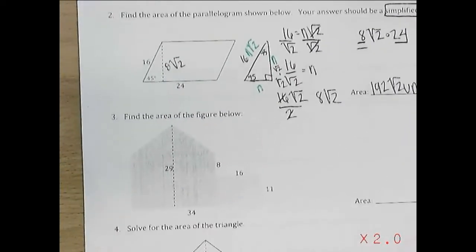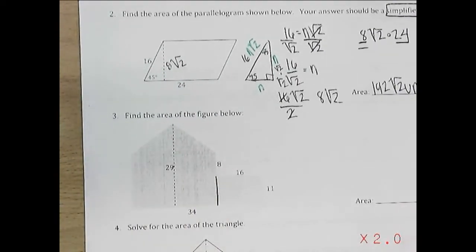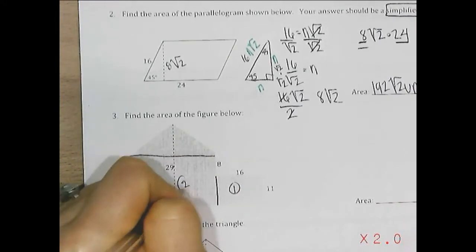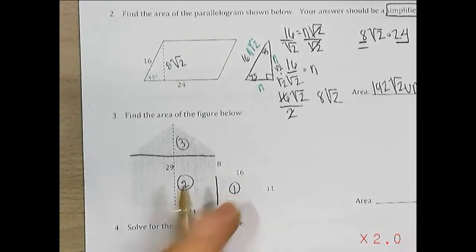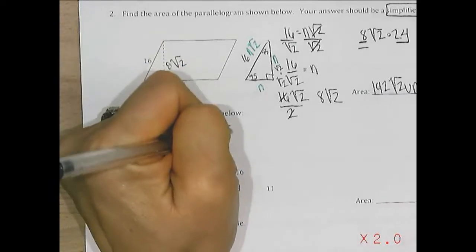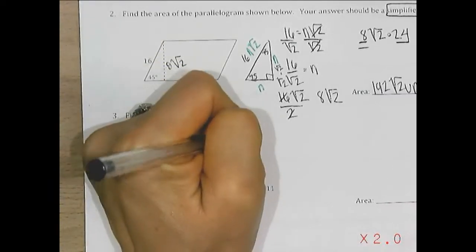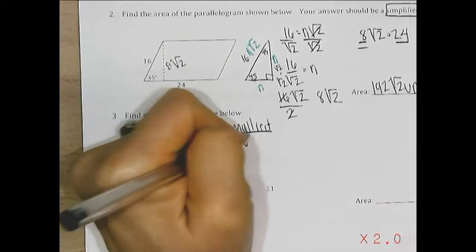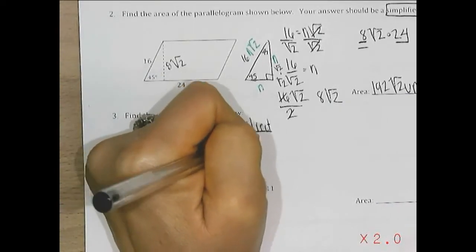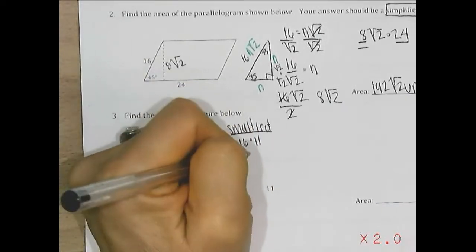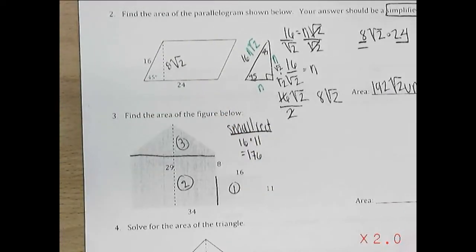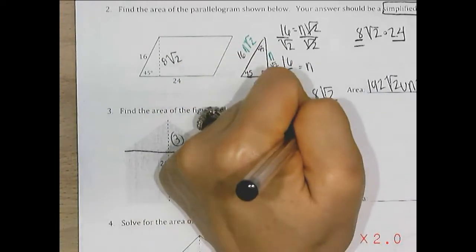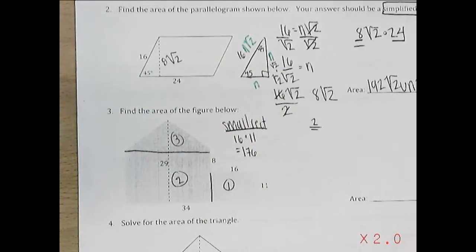Okay, for number 3, I'm going to break this into 3 separate shapes. All right, this will be shape number 1, number 2, and number 3. I'm going to find the small rectangle first, for shape number 1, and the base would be 16, and the height would be 11. So when I multiply those two, I'll get 176. And now I'm going to find number 2. Well, for number 2, shape number 2, I guess I won't just call it the medium rectangle or the large rectangle.